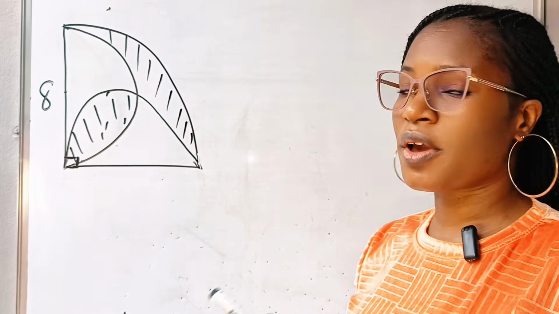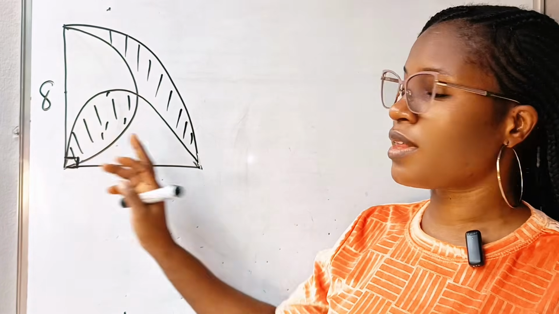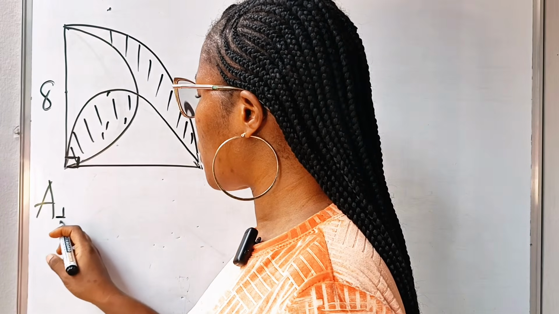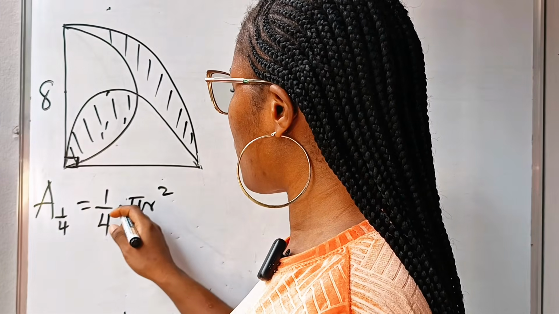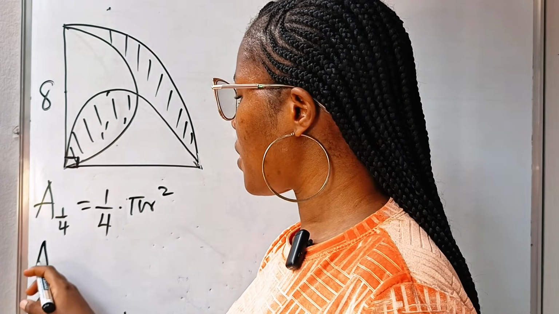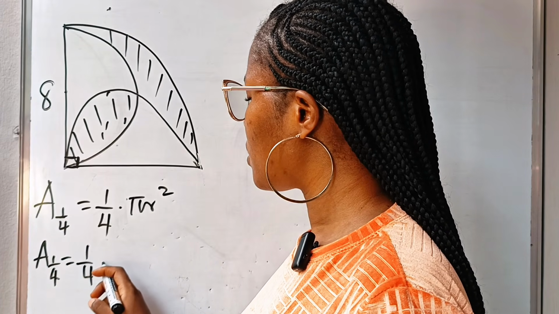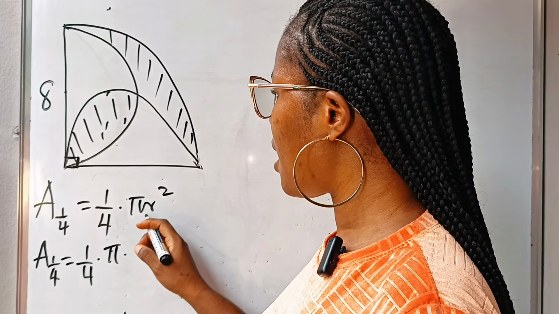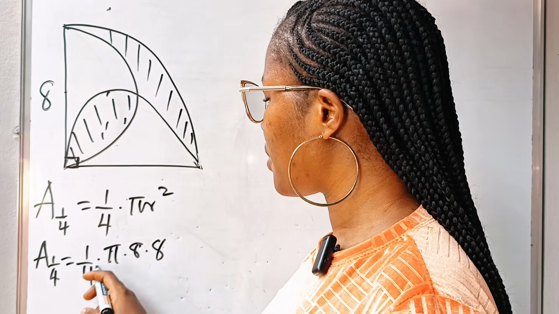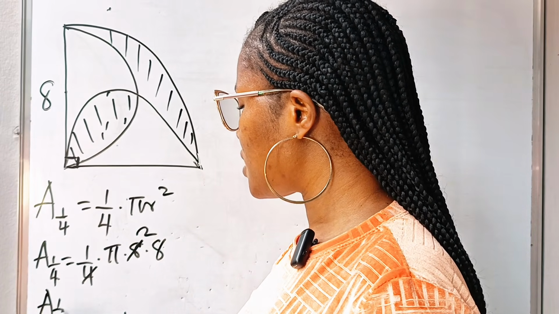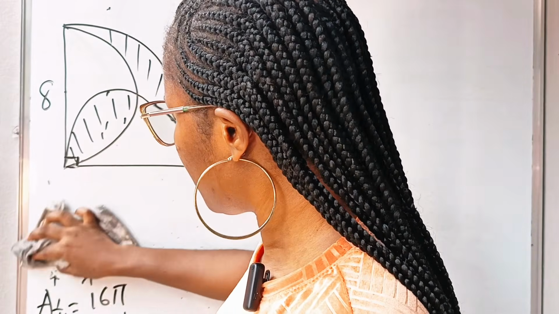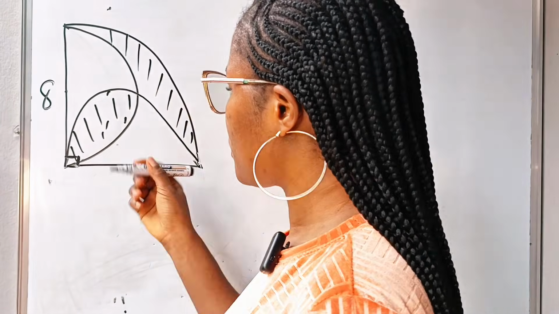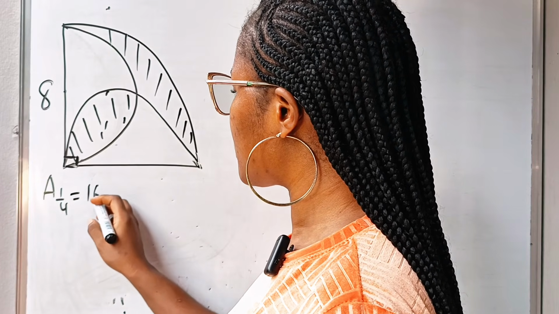Now, first of all, because we are looking for area, the area of the quarter circle is equal to 1 over 4 multiplied by pi r squared. So the area of the quarter circle will be equal to 1 over 4 multiplied by pi multiplied by our radius, which is 8, 8 multiplied by 8. So 4 we divide this to give us 2. It means that the area of the quarter circle is 2 times 8, 16 pi. So I'll write that down: the area of the quarter circle is 16 pi.